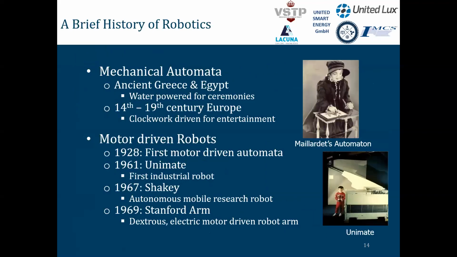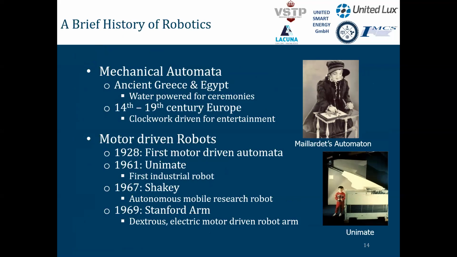Now regarding history, it started with some mechanical machines, mechanical automata, even in Greece and Egypt, and some driven machines, but these are not so interesting for us. For us, it started in 1961 with the Unimate and in 1969 with the Stanford arm. And then it continued with the normal industrial robots. What is the difference between automation and robots?